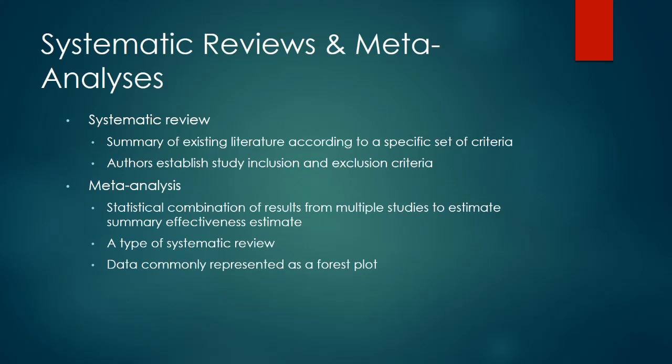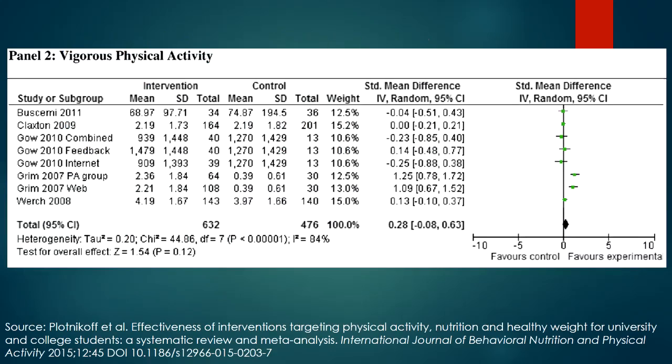So commonly we see data from a meta-analysis presented as a forest plot, and that's what is on this slide here. So the forest plot has a vertical line at 0, and then summarizes the results from all of the studies that were included in the meta-analysis.